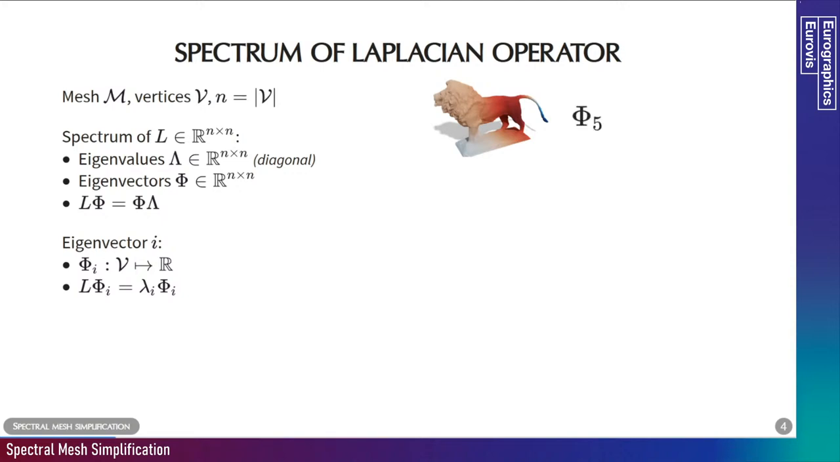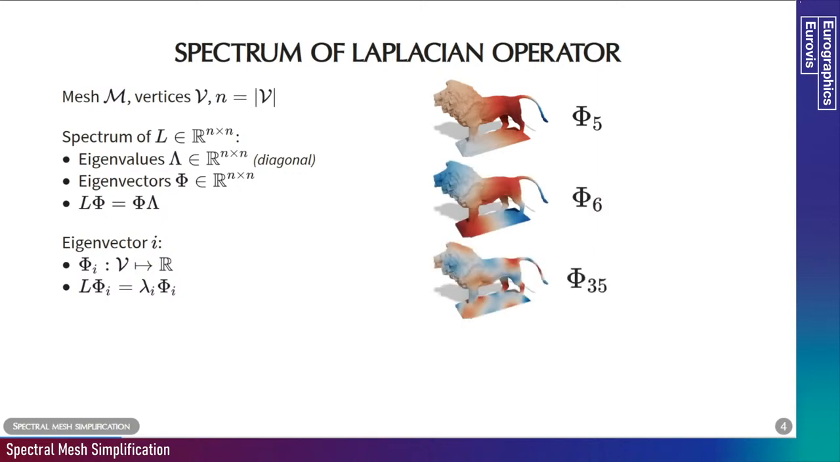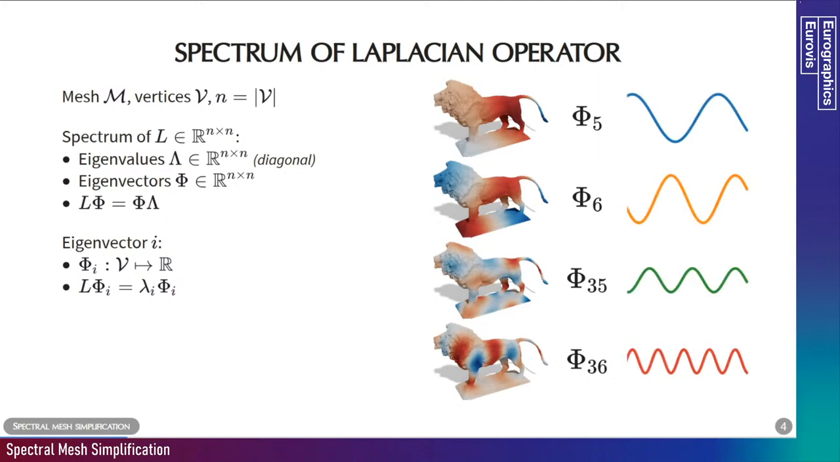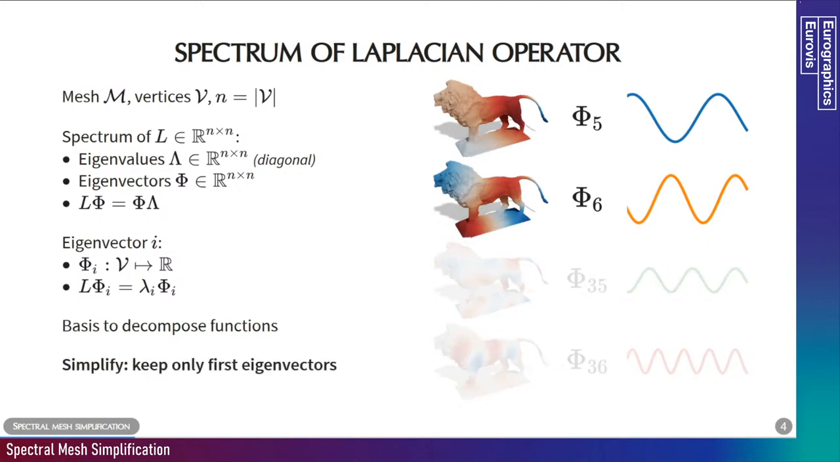This is the fifth eigenvector on this mesh, and here are the 6th, 35th, and 36th. Continuing the analogy with one-dimensional spectral analysis, each eigenvector here corresponds to a frequency in one dimension, and they form a basis on which we can decompose arbitrary functions. For example, the function that associates the x position to a vertex. For a meaningful simplification, we will remove the high frequencies and only keep the low ones, so we will focus on the first eigenvectors.